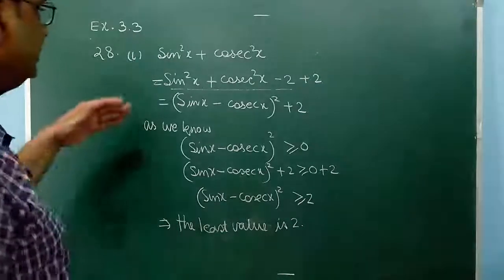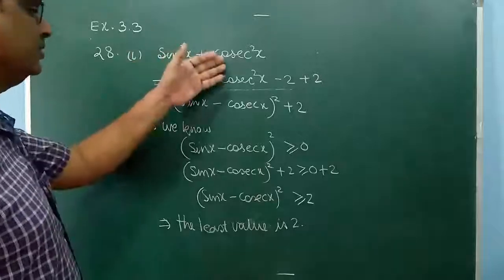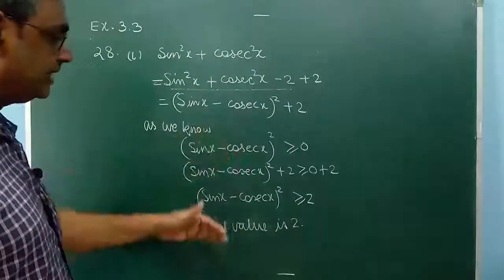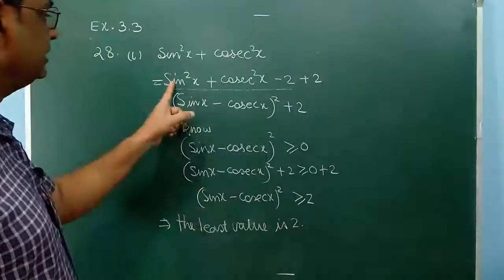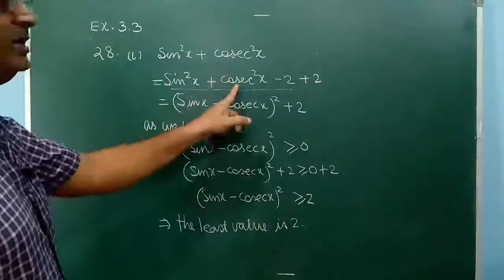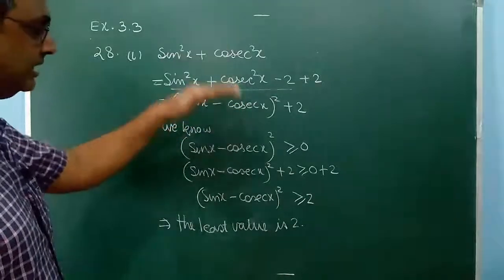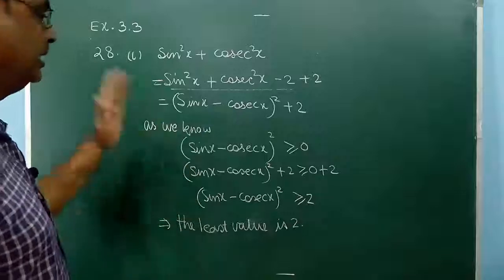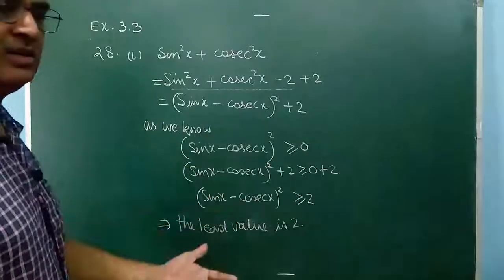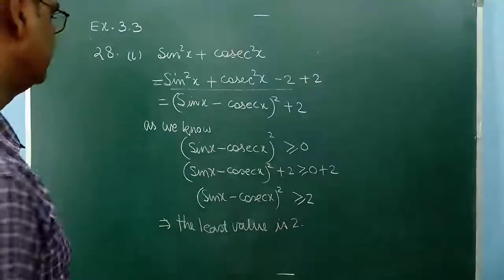Now in the second case it is tan square x plus cot square x. In the same manner we have to do it. The only difference is that here we put tan square and here we put cot square, and the rest of the things will be the same and you can get the answer. There also the answer will be 2.